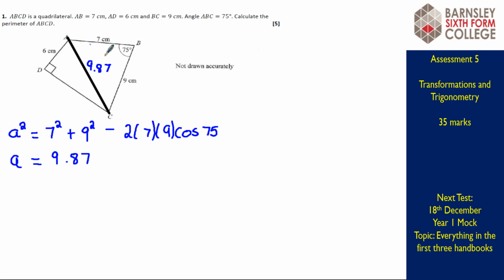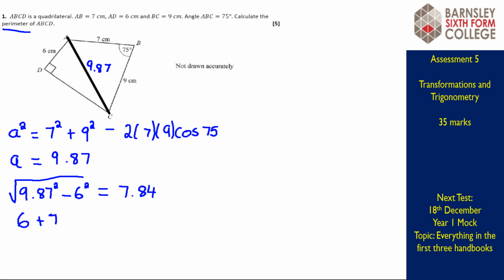Now remember, we've got the hypotenuse here, so we just need to do the square root of 9.87 squared, take away 6 squared, which gives us 7.84. Remember, to answer the full question, we're asked to find the perimeter, so we're not just finding DC. Make sure you add up all these values at the end, and you should get an answer that rounds to 29.8 centimetres.